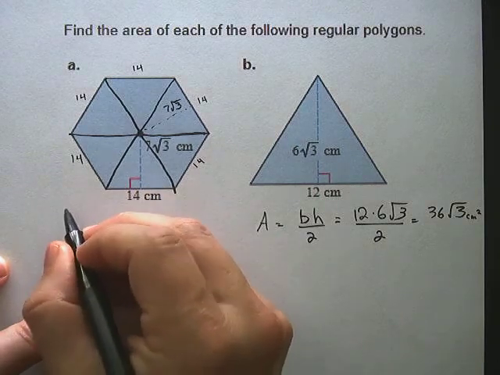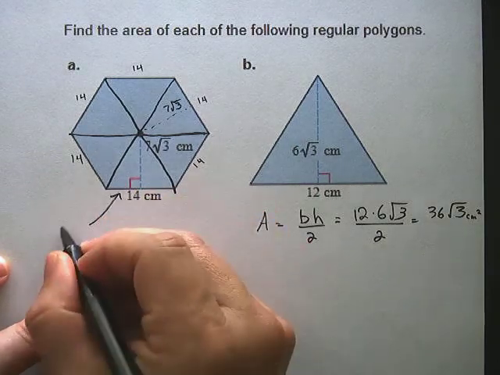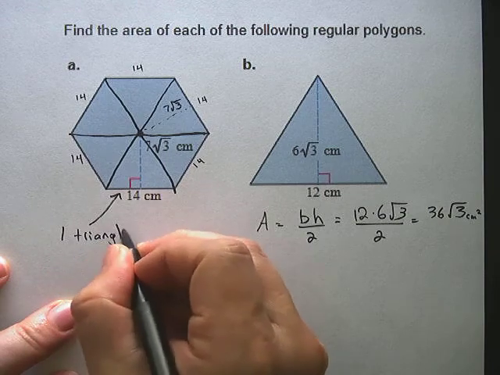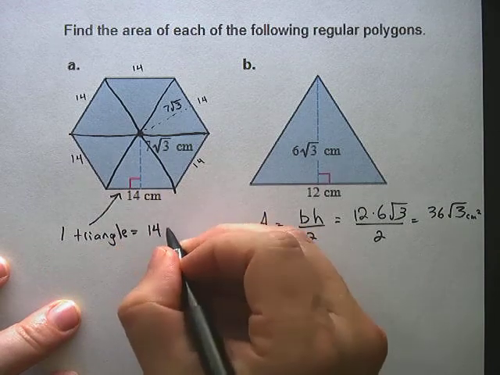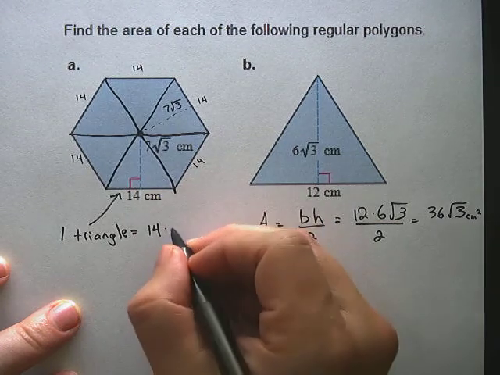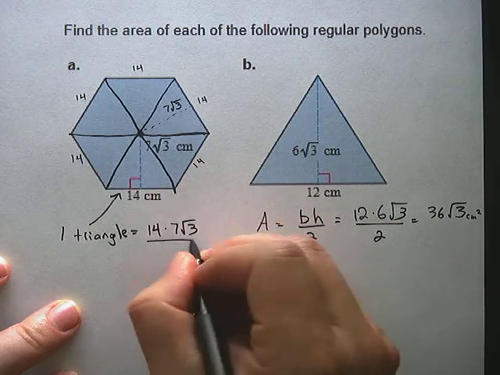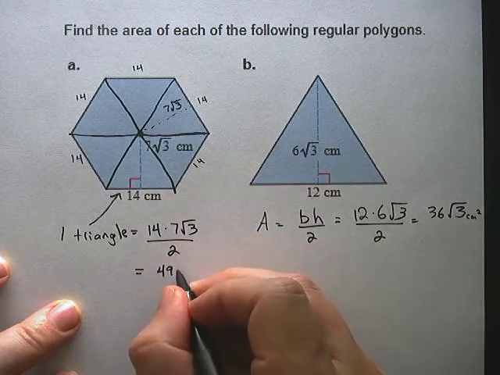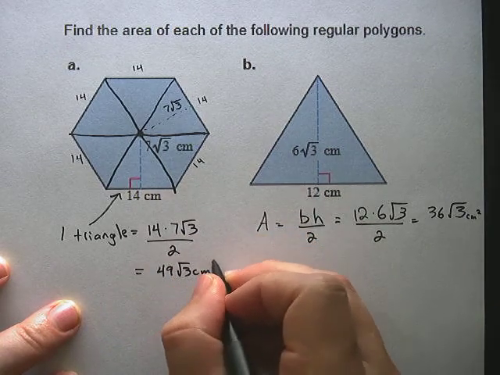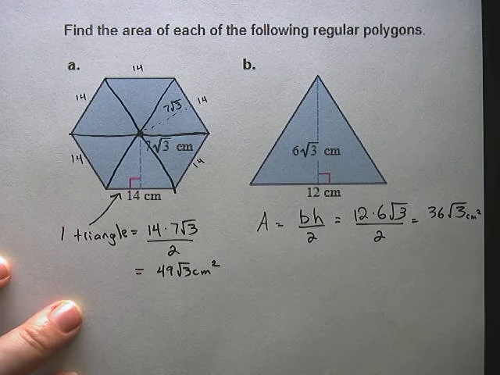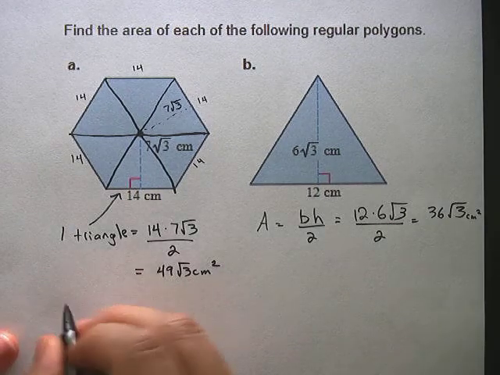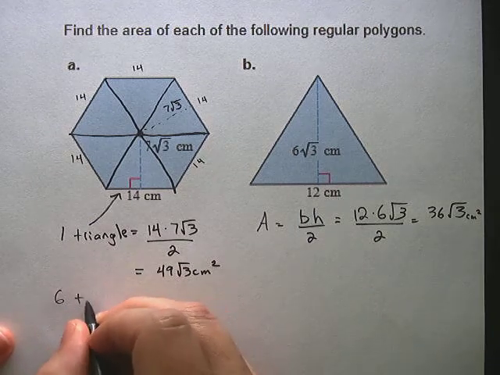So one triangle is equal to 14, that's the base, times the height, which is 7 square roots of 3, divided by 2. And that'll end up being 49 square roots of 3 centimeters squared. Now that is not our answer, that's the area of one triangle. In order to get our answer, we need to multiply by 6 triangles.